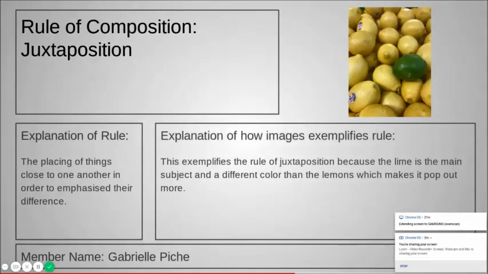The rule of juxtaposition is the placing of things close to one another in order to emphasize their difference. This image exemplifies the rule of juxtaposition because the lime is the main subject and a different color than the lemons, which makes it pop out more.